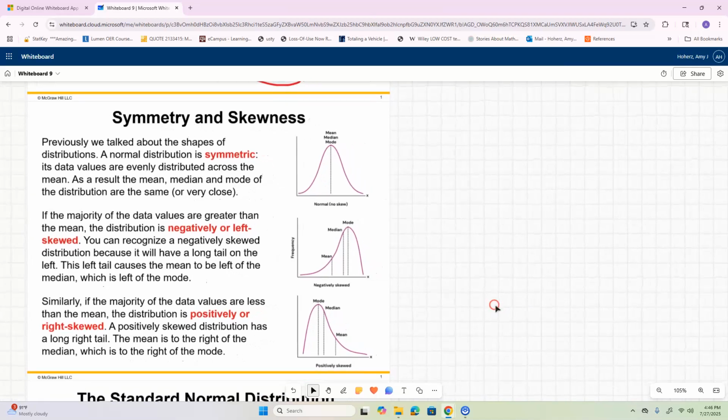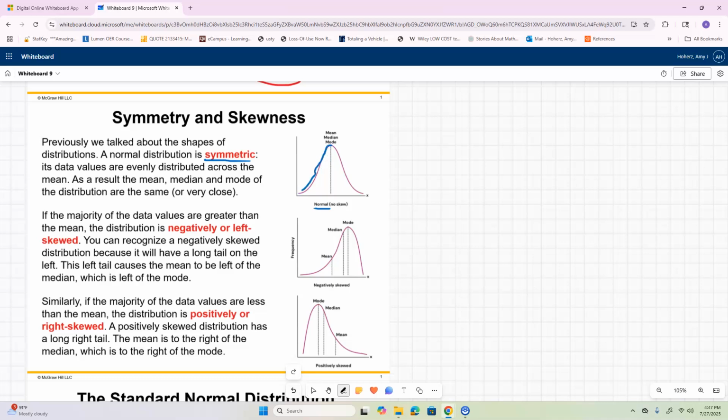We've talked about this a little bit before, but we're going to revisit it here. So we're going to look at a normal curve first, which has no skew to it. Symmetric, meaning it's evenly distributed across the mean. So that means there's just as much to the left side of the mean as there is to the right side.